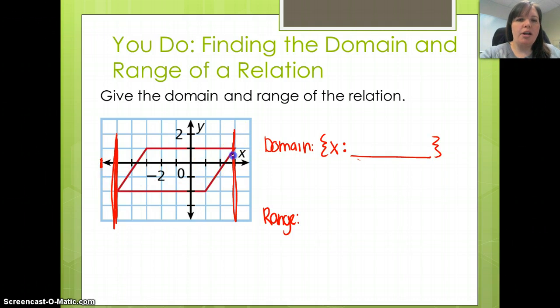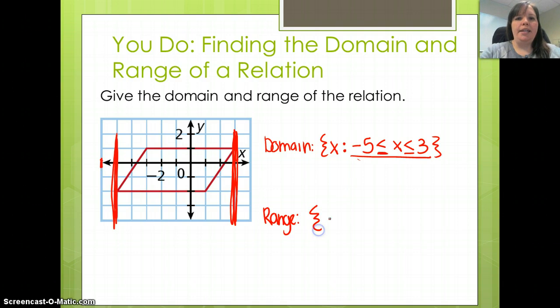So where are my values for my domain? In this case, -5 is where it starts. Does it touch -5? Yeah, it includes -5, so I'm going to use the equal. The x values fall between -5, and then on the right end here would be +3.